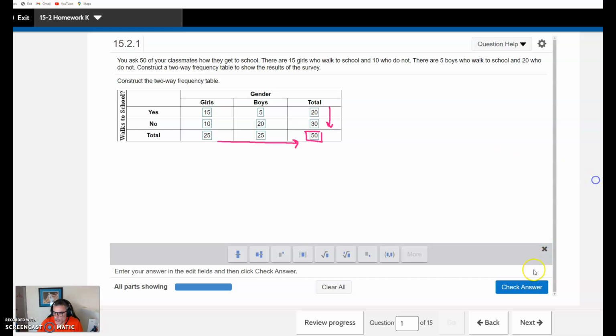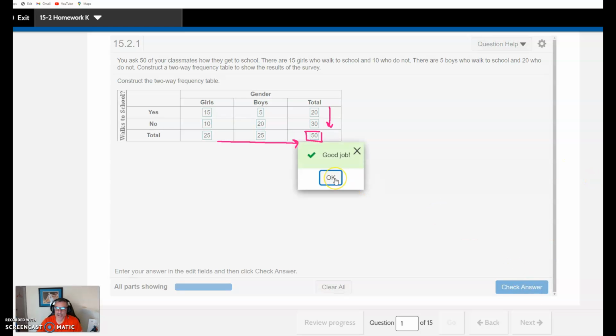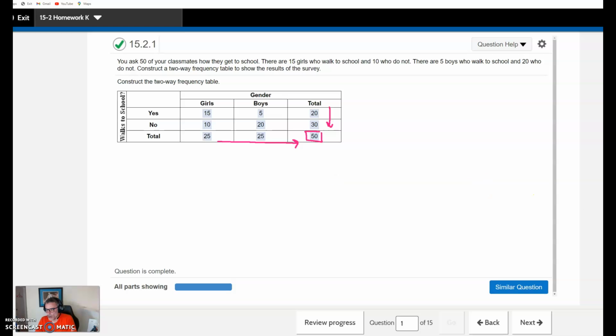Okay, let's see if I got it. I got it. Again, if you mess up any one of these numbers, it's going to mark it wrong. So really go slow. This one was pretty easy. There are some that are much messier. So really go slow. All right, let's try one that's a little different. Let's try number 4.